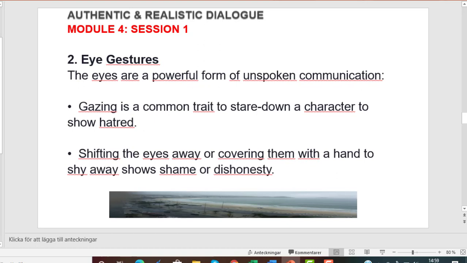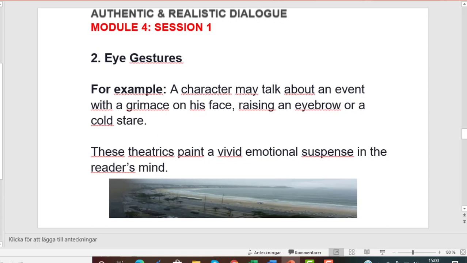Eye gestures. The eyes are a powerful form of unspoken communication. Gazing is a common trait to stare down a character to show hatred. Shifting the eye away or covering them with a hand to shy away shows shame or dishonesty. For example of an eye gesture, a character may talk about an event with a grimace on his face, raising an eyebrow or a cold stare. These theatrics paint a vivid emotional suspense in the reader's mind.